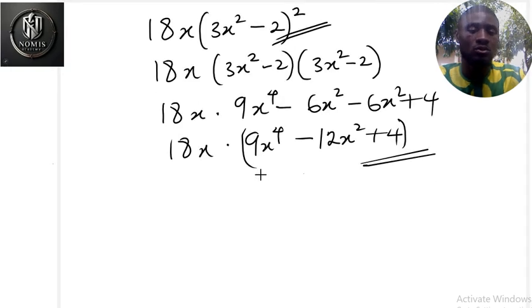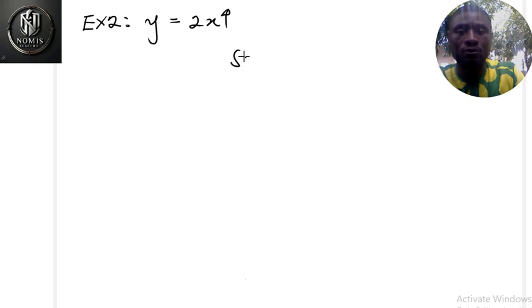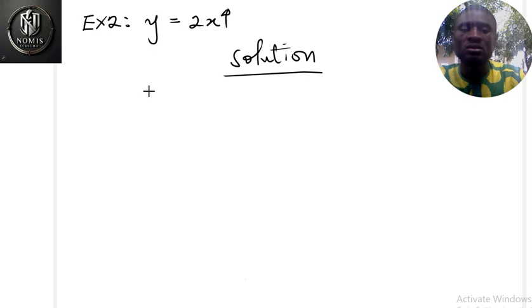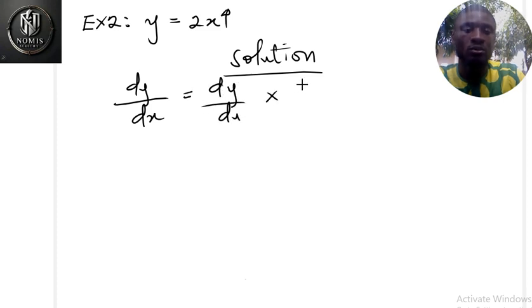Let's take another example to see how we can simply use the chain rule to solve differentiation. Example number 2 says, find the derivative of y when y is equal to 2x raised to the power of 4. So let's get into the solution. So remember that dy/dx is equal to dy over du multiplied by du.